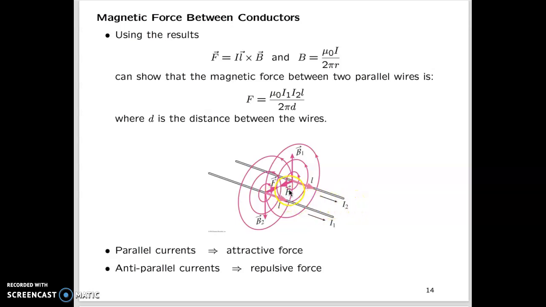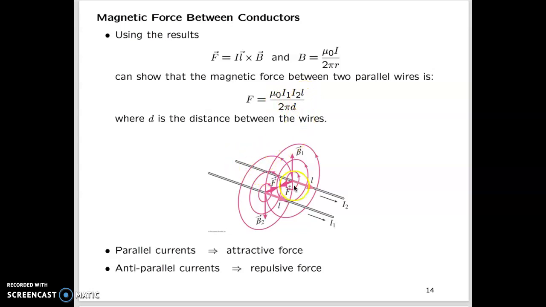The forces will have the same magnitude, as you would expect. That's Newton's third law. For every action, there's an equal and opposite reaction. If 1 pulls on 2 with a force, 2 pulls on 1 with a force of the same magnitude, opposite direction. The magnitude of the force, combining these equations and keeping these directions in mind, turns out to be this. So mu naught, again, is just a constant.